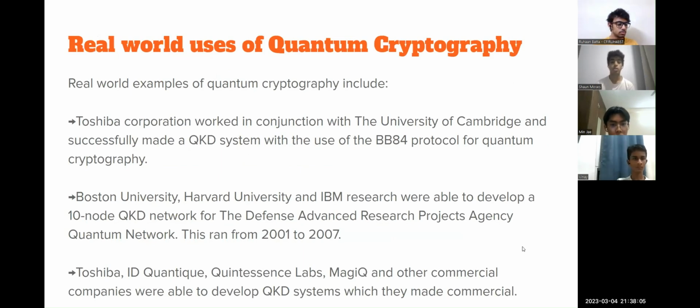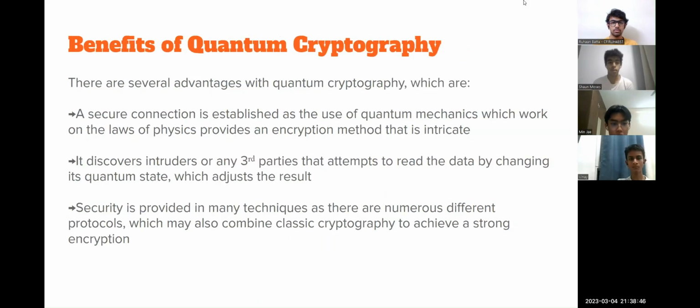Now, I'm going to talk about some of the real-world uses and examples of quantum cryptography, which include Toshiba Corporation, who worked in conjunction with the University of Cambridge and successfully made a quantum key distribution system with the use of the BB84 protocol for quantum cryptography. Boston University, Harvard University, and IBM Research were able to develop the 10-node quantum key distribution network for the Defense Advanced Research Projects Agency Quantum Network, and this project ran from 2001 to 2007. Toshiba, ID Quantique, Quintessence Labs, MagiQ, and other commercial companies were also able to develop quantum key distribution systems, which they made commercial.